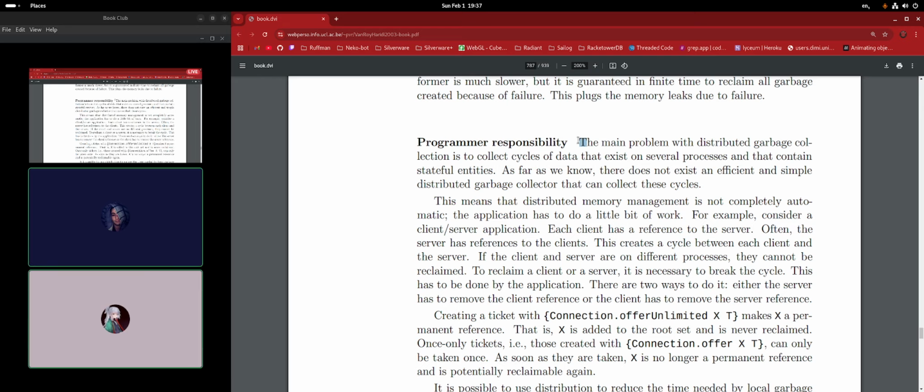Yeah, so, well, what is this saying? Go on. It's basically the same problem of any reference counting system, except there's the complication that the two references are not even on the same machine anymore. Exactly.